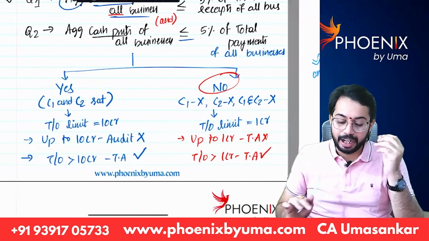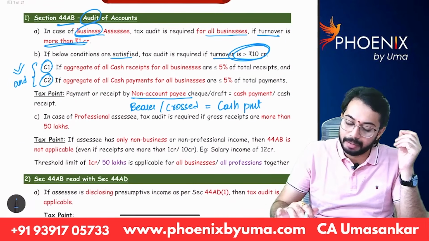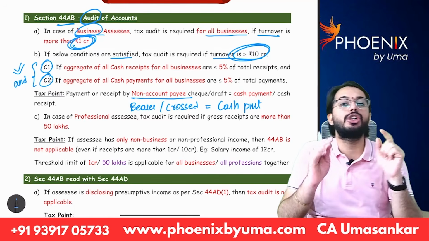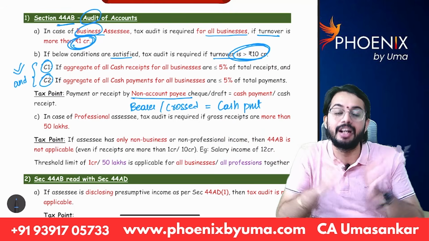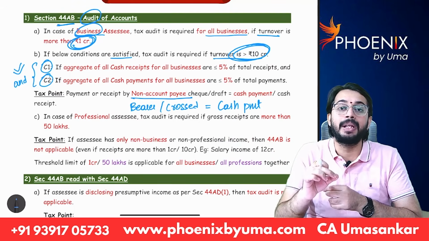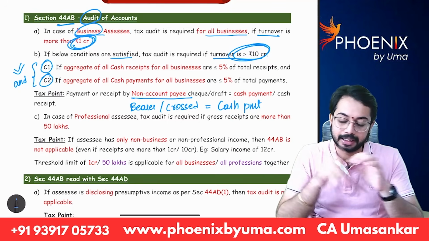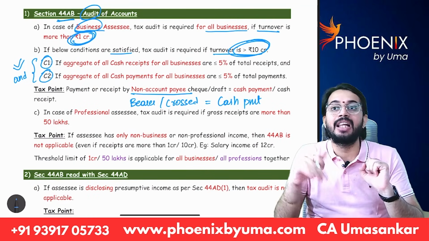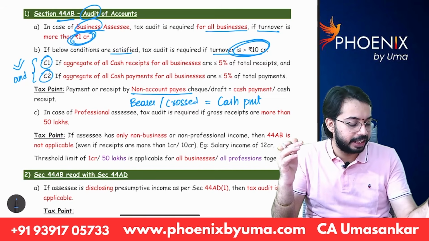Now, when you are calculating the threshold limit of 1 crore rupees, you should not consider individual business, you should consider all businesses together. If turnover of all businesses together is more than 1 crore, tax audit is applicable for all businesses, not individual business. Next, if any payment or receipt is made by other than account payee cheque, it will be treated as cash payment or cash receipt. Okay.